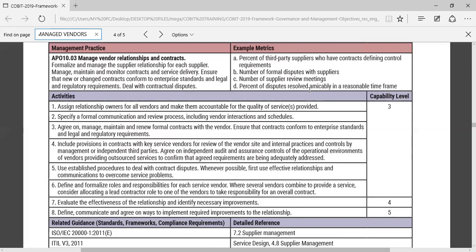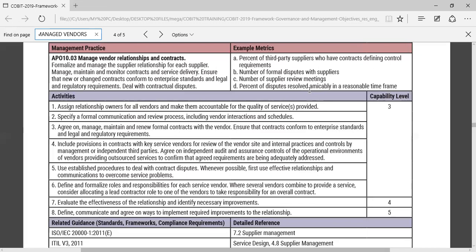So are we going to law courts? Are we going to do arbitration? All right. So all those have to be written down. Whenever possible, first use effective relationships and communications to overcome service problems.